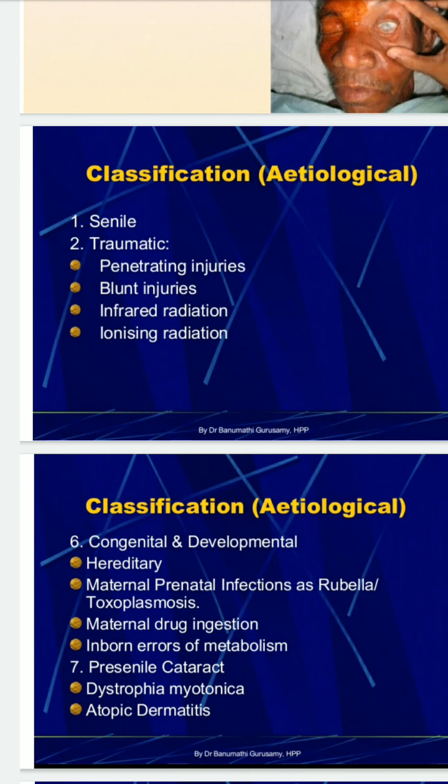Dystrophia myotonica is a long-term genetic disorder that affects muscle function. It is a type of muscular dystrophy. It is a presenile cause. Then atopic dermatitis. These are the main presenile causes.